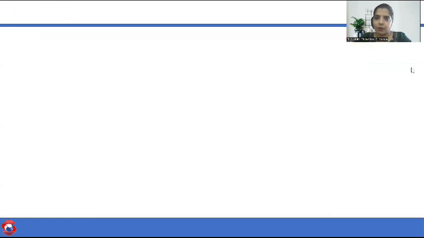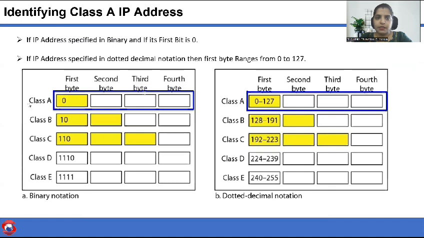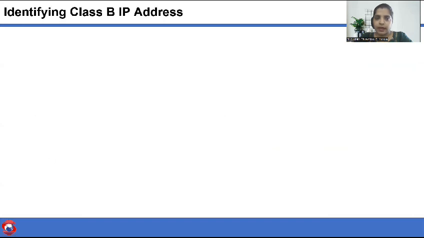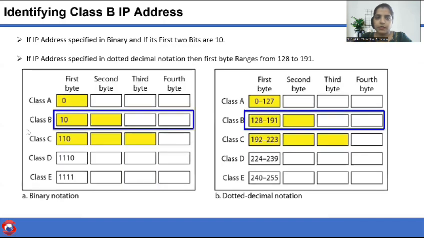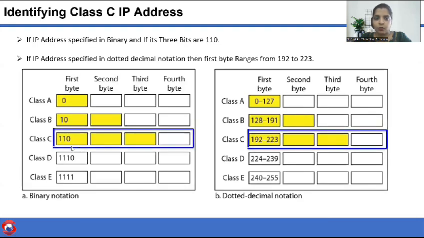Let's understand how. If the IP address belongs to class A, its first bit is 0, or it ranges from 0 to 127. If the IP address belongs to class B, its first two bits are 10, and in decimal it is 128 to 191. If the IP address belongs to class C, its first three bits are 110 if represented in binary, or the range in dotted decimal is 192 to 223.